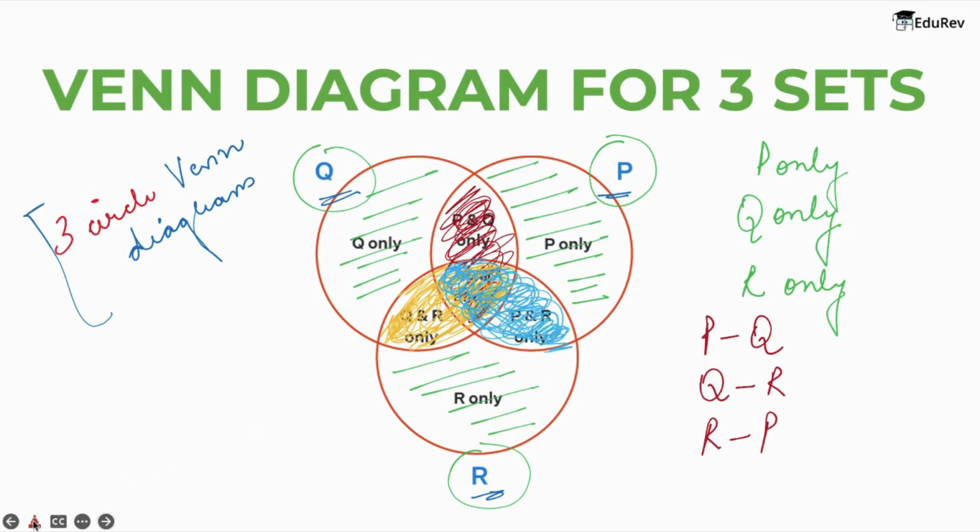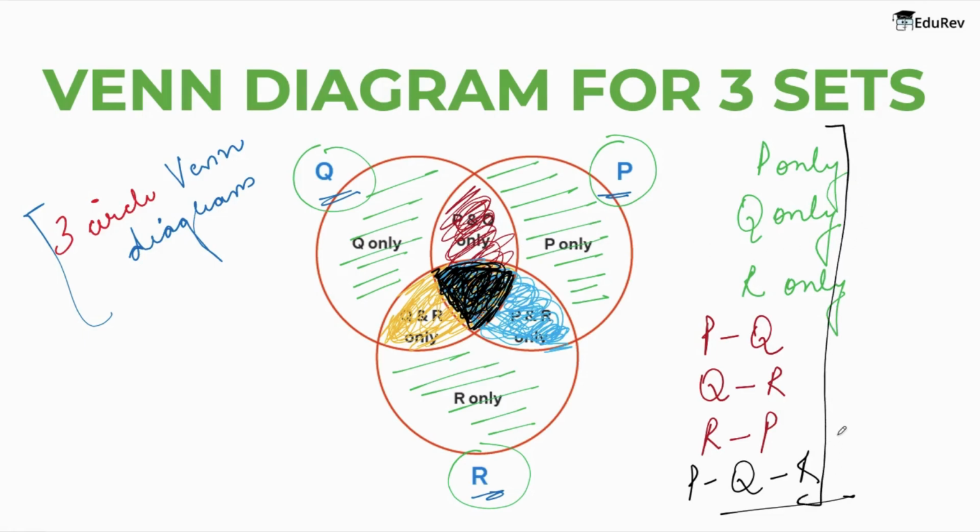Now lastly, I need to find the area for P, Q and R, all the three. And this area has to be this central part, okay? This triangle shaped region. This is the area which will contain all the elements which are common to all the three of your sets, that is your P, Q and your R. So I hope you have understood how three set Venn diagrams are represented and what are the various parts which are there in your three set Venn diagrams.